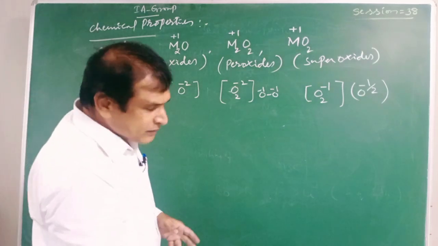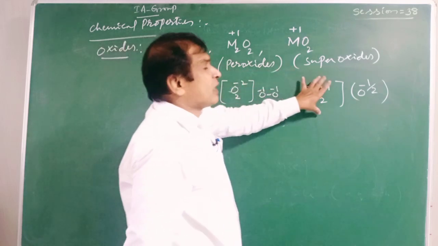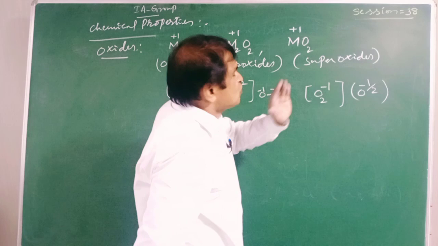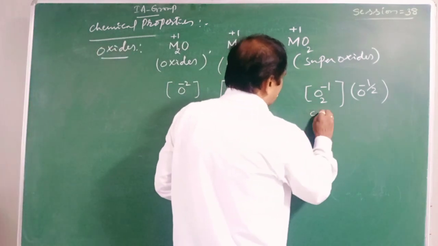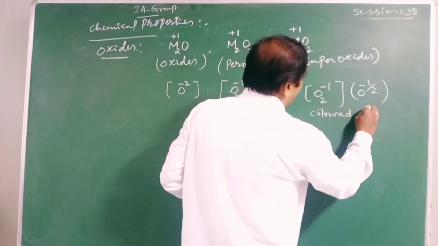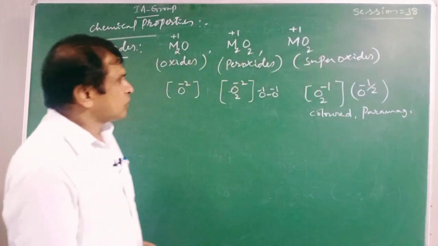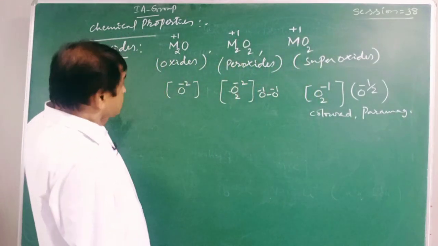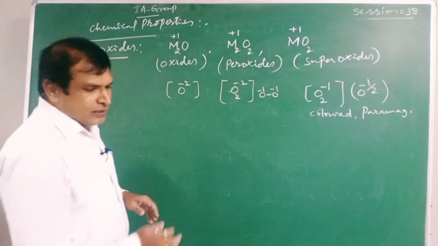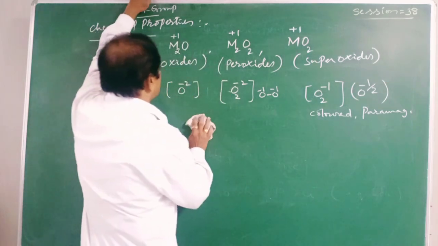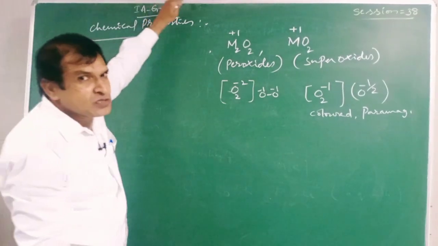Okay. So that is the formula of oxide, the formula of peroxide, and the formula of superoxide. Among them, superoxides are paramagnetic in nature. Superoxides are colored and paramagnetic. That is one important point. That is about the introduction to the oxides. Okay. Now we have to start oxides.